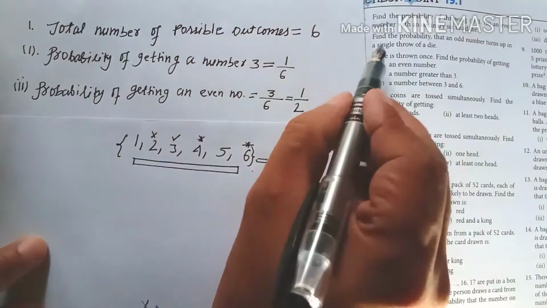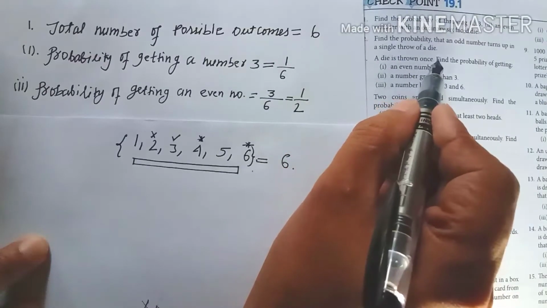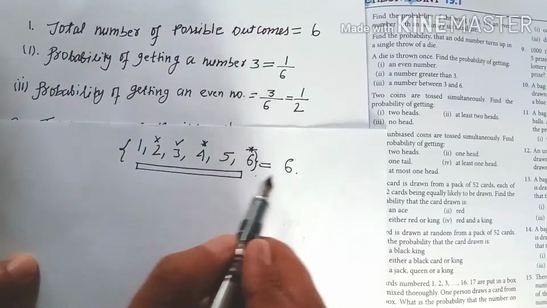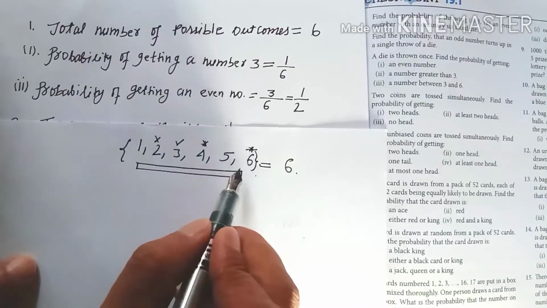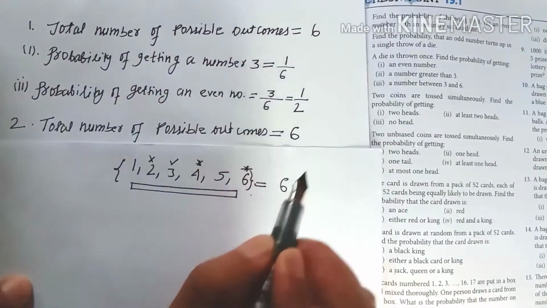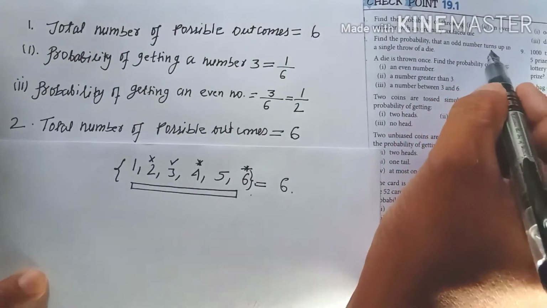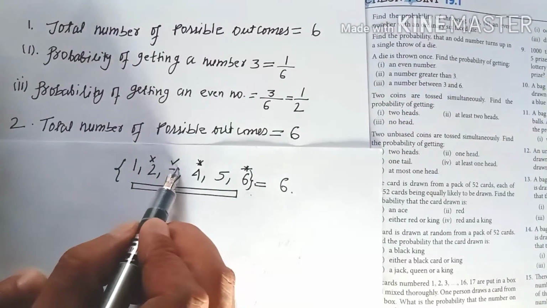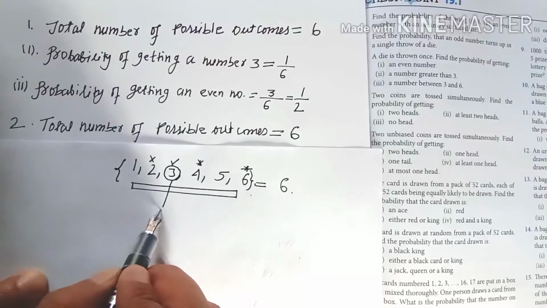Now question number 2, find the probability that an odd number turns up in a single throw of a dice. Again it's a repeated question. When a dice is thrown once, the sample space is 1, 2, 3, 4, 5 or 6, which means the total number of possible outcomes is 6. Now what we need are favorable outcomes, that is, an odd number turns up in a single throw of a dice. An odd number is a number that is not divisible by 2, which means 3 is not divisible by 2, so it is an odd number.